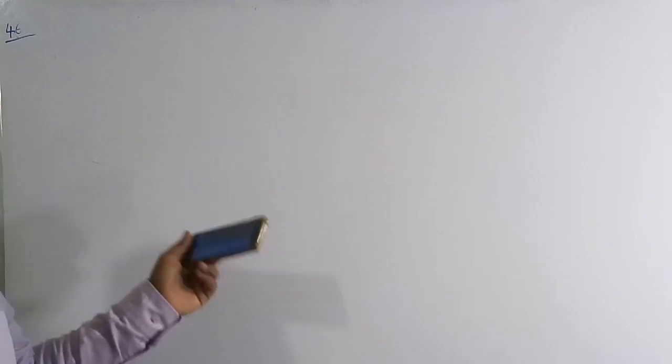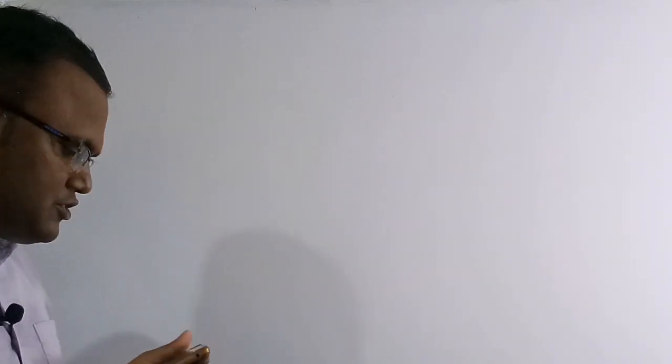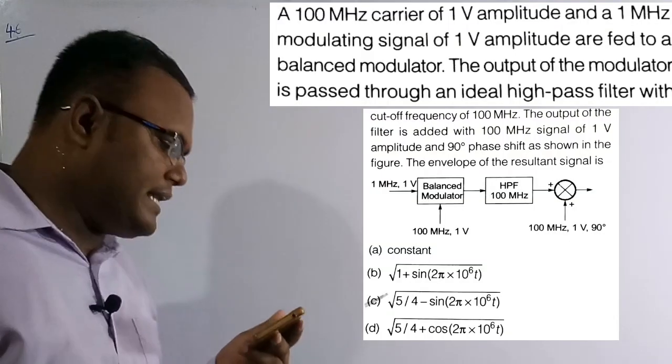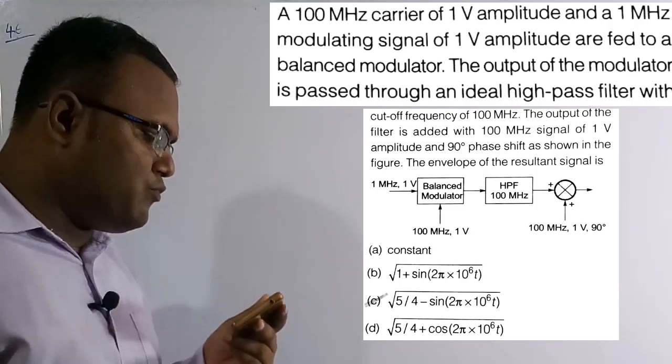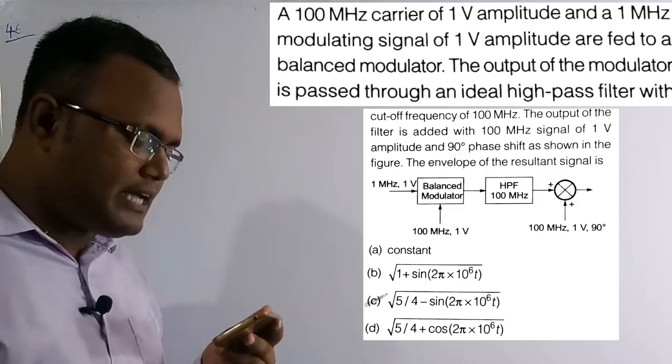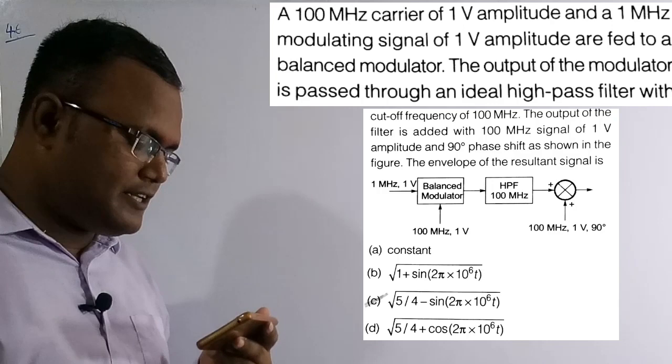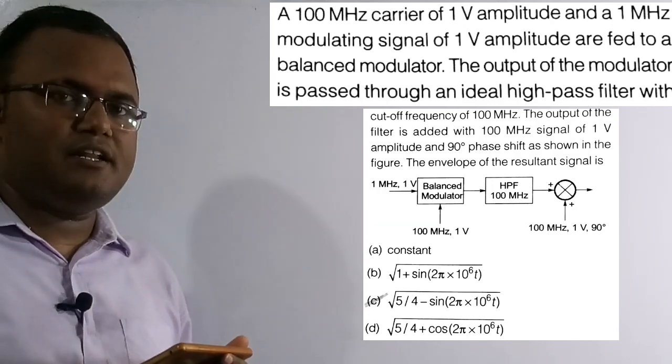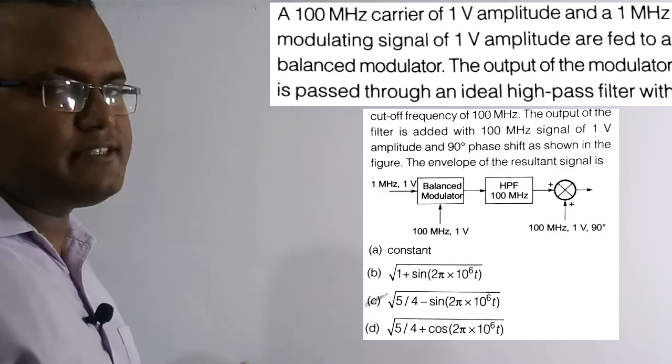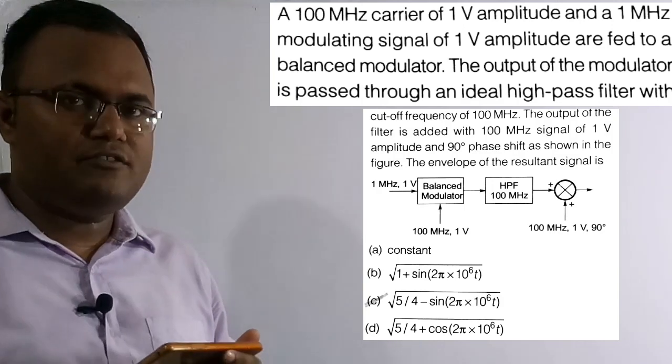Going to solve the 46th question, and it's a very very interesting question. Out of all the questions which I have solved, this is a very very interesting question. So let's solve this numerical. A 100 megahertz carrier of 1 volt amplitude and a 1 megahertz modulating signal of 1 volt amplitude are fed to a balanced modulator. So they are given the message signal amplitude and frequency, and the carrier signal amplitude and the frequency also they have given.